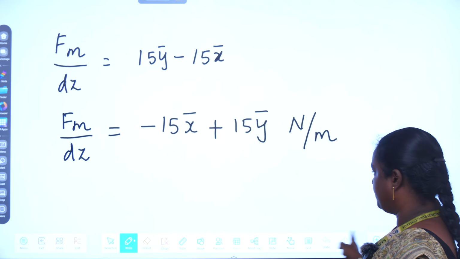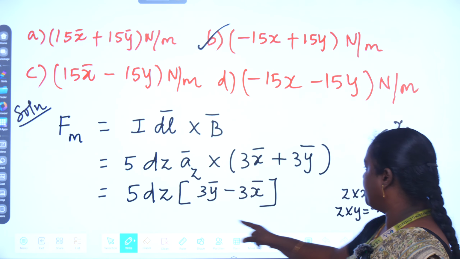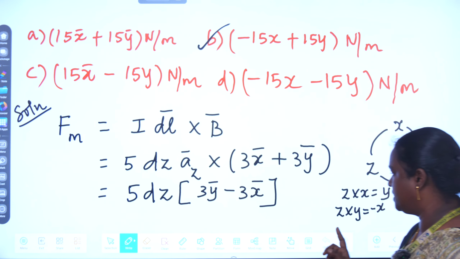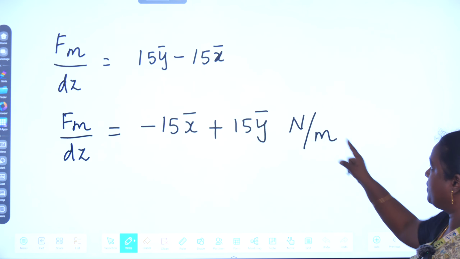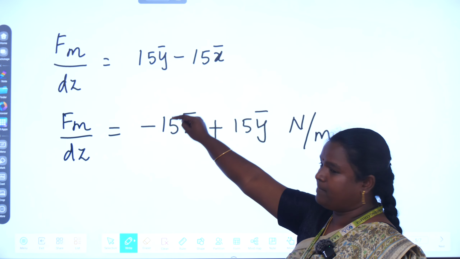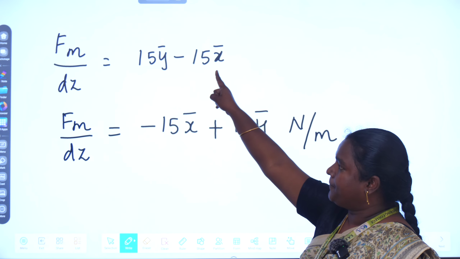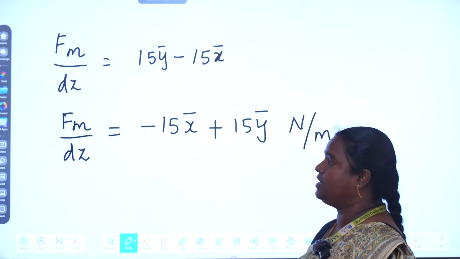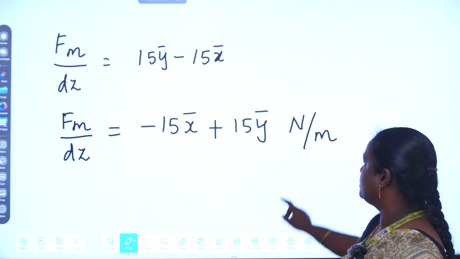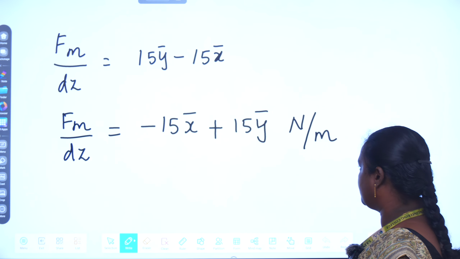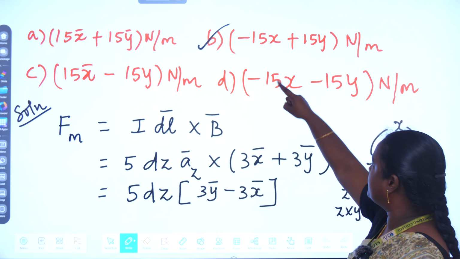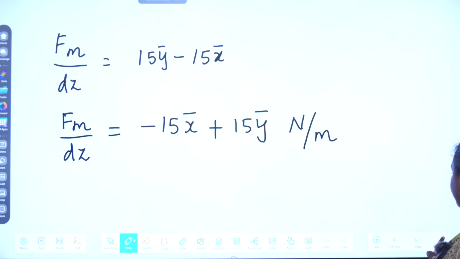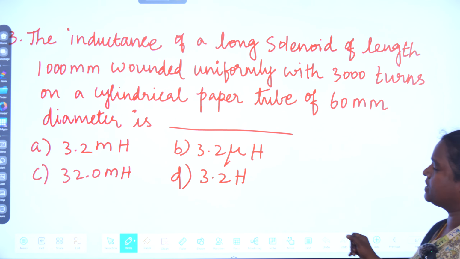So from this equation we can write 5 into 3 as 15ȳ, and 5 into 3 as 15x̄. So from this directly we can write Fm divided by dz, that is the magnetic force with respect to z direction, as 15ȳ minus 15x̄. This is the answer we got, which is nothing but the second option, minus 15x plus 15y Newton per meter. We'll move on to the next question.